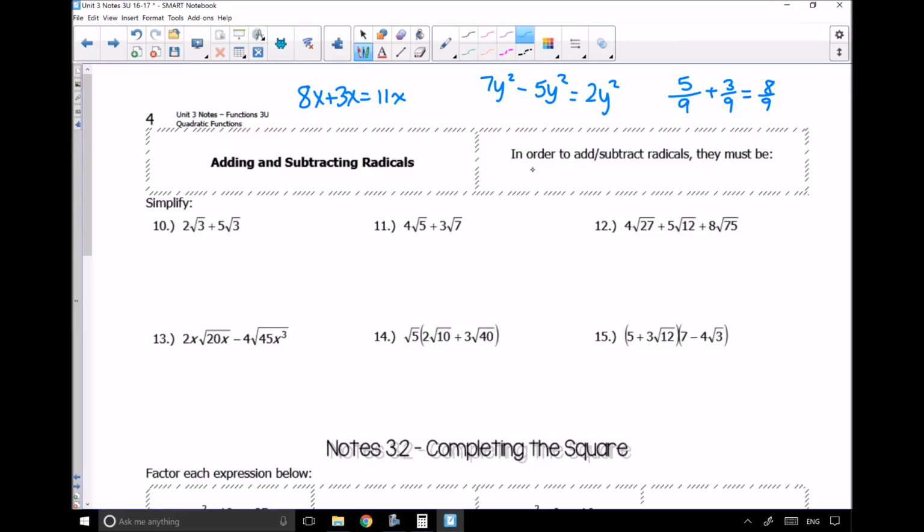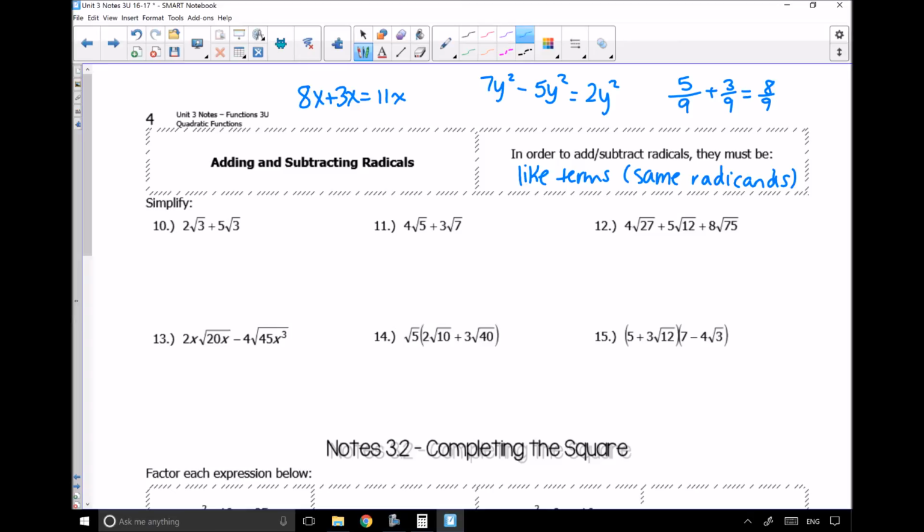Because whenever we add or subtract values, they have to have things in common. We're putting things that are like each other together. So in order for us to be able to add or subtract radicals, they must be like terms as well. And what makes them like terms? They have to have the same radicands. And remember we said radicands are the numbers under the square root.